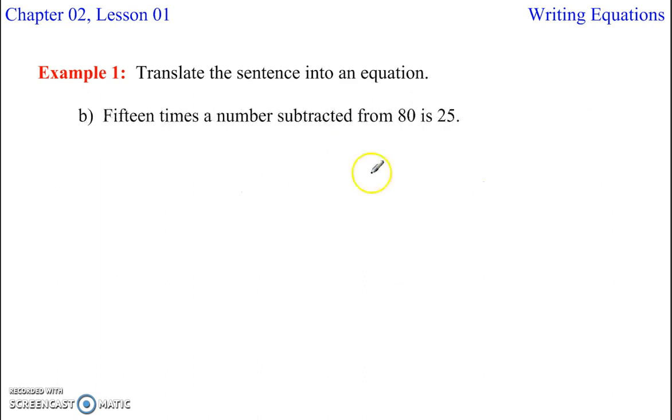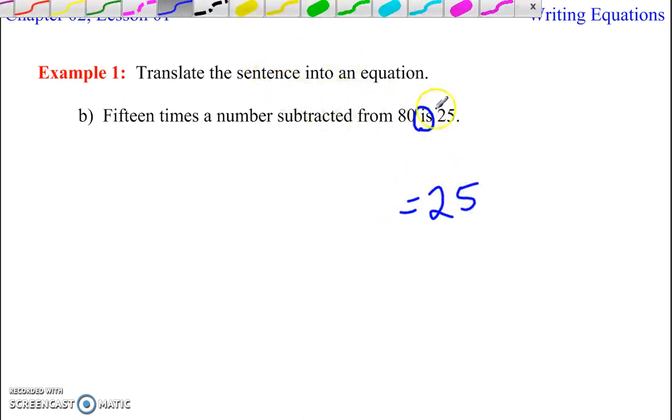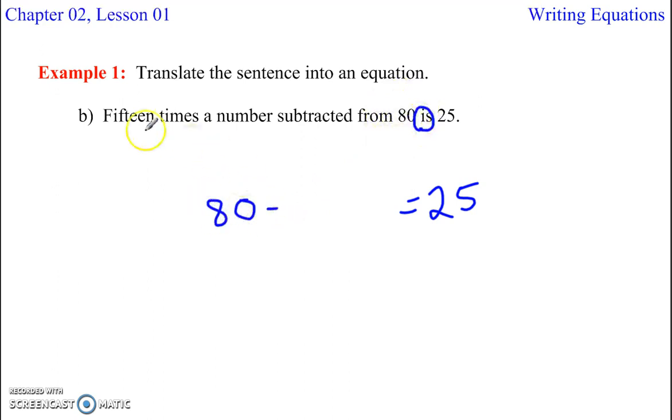15 times a number subtracted from 80 is... There's our little keyword again, is 25. And that's an equals. And so on the other side of the equals, we have 15 times a number subtracted from 80. So we have 80 minus 15 times a number. We can say n, we can say x, we can define our variable any way we like. I like to choose the first letter of the word if it makes sense.